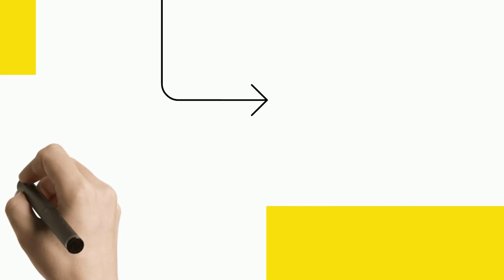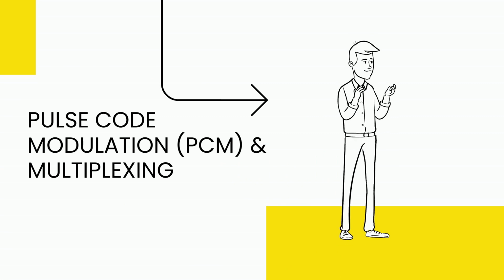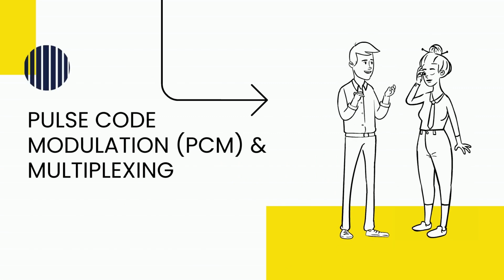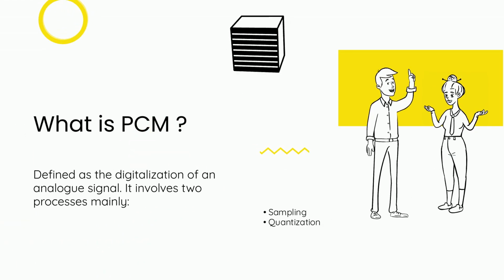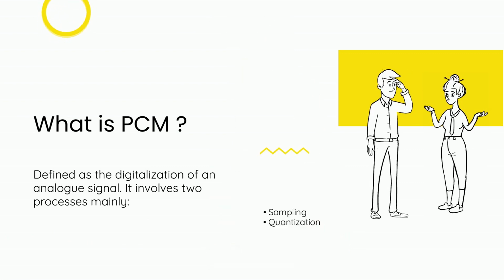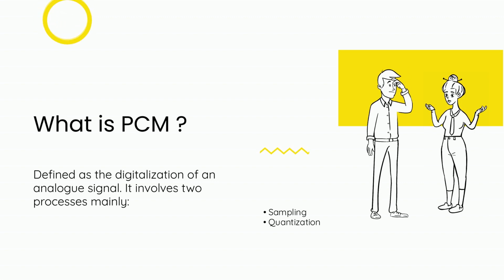Hello everyone. Today, let us understand in detail about pulse code modulation, PCM, and multiplexing. What is pulse code modulation, PCM? PCM is defined as a digitization of an analog signal. The process involved in digitization is sampling and quantization.